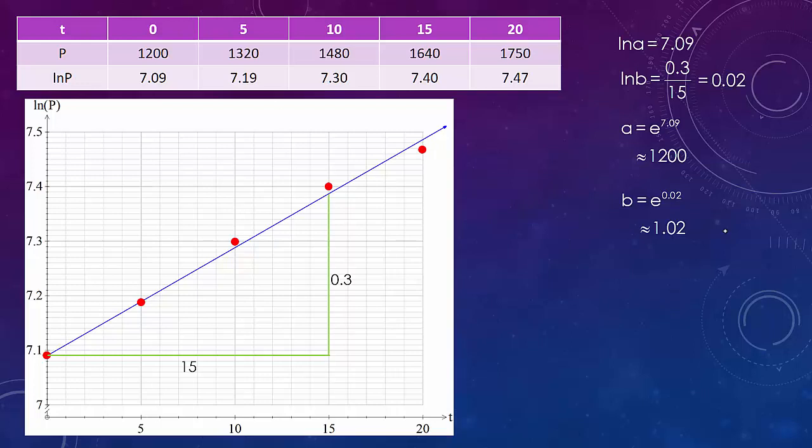And actually, 1200 and 1.02 were the actual values that I used in order to produce the values in the table. Now remember, the proposed model was A multiplied by B to the power T, and therefore we now have P is equal to 1200 times 1.02 to the power T as our model for this bacterial growth.